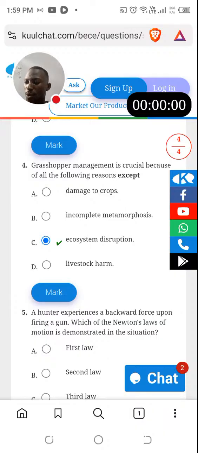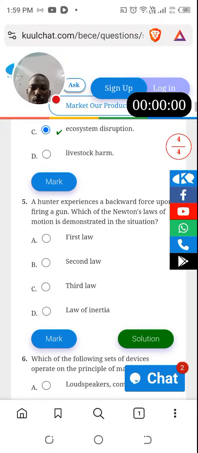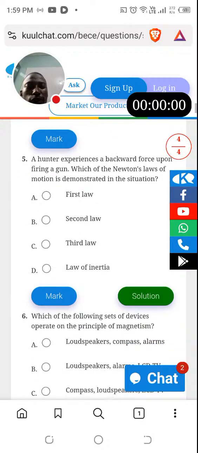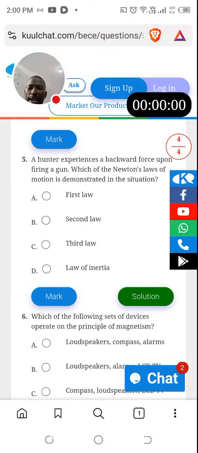A perfect score. Our next question is, a hunter experiences a backward force upon firing a gun. Well, I'm coming. Let me set up this. A farmer. Let's get this right here for us.